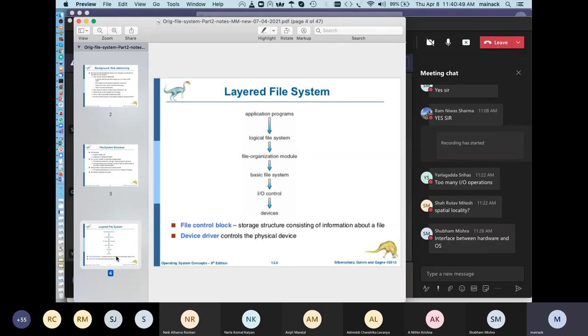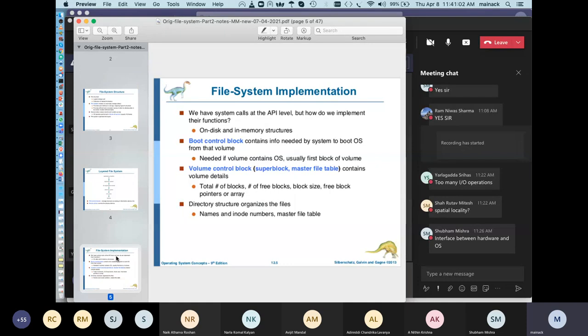Any questions on the layered file system? These are the layers of file system. So let's move on to file system implementation.